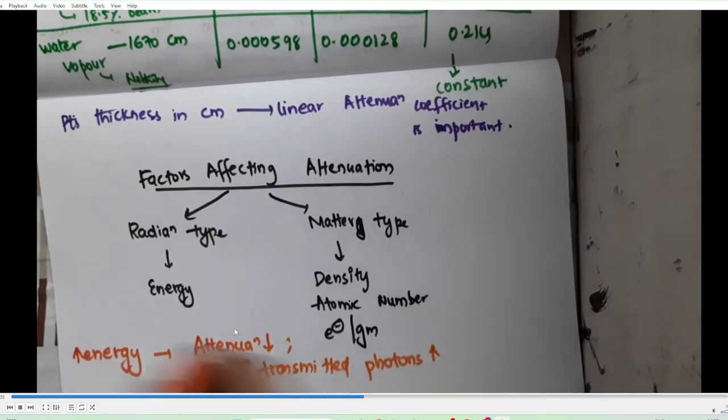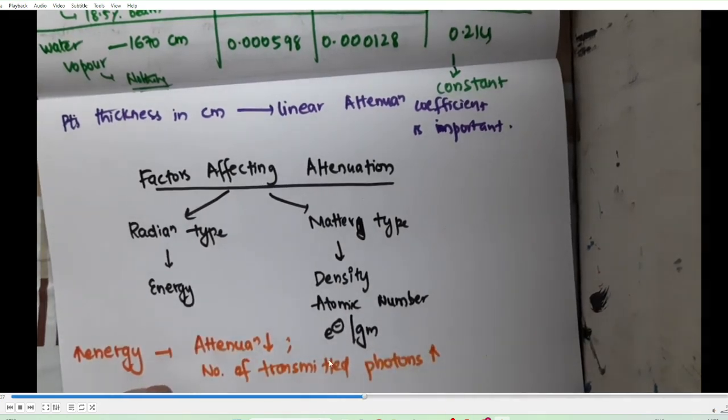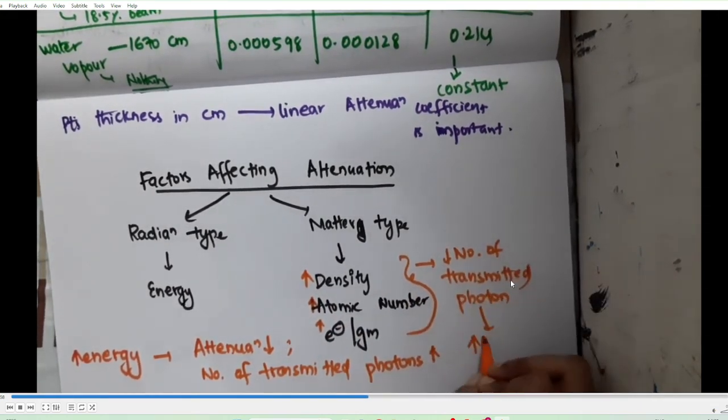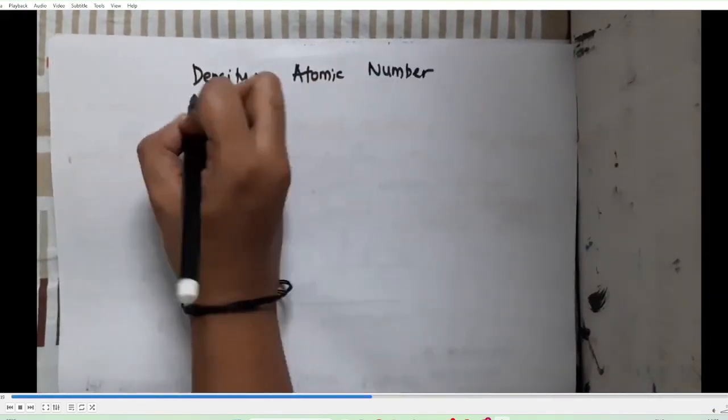Increasing energy decreases attenuation and thus increases the transmitted photons, whereas increasing density, atomic number and electrons decreases the number of transmitted photons and thus increases the attenuation. We will learn about the relationships between density, atomic number and electrons per gram. First we will examine each of the four factors that affect attenuation separately. But first we must digress to review the relationship between density, atomic number and electrons per gram.